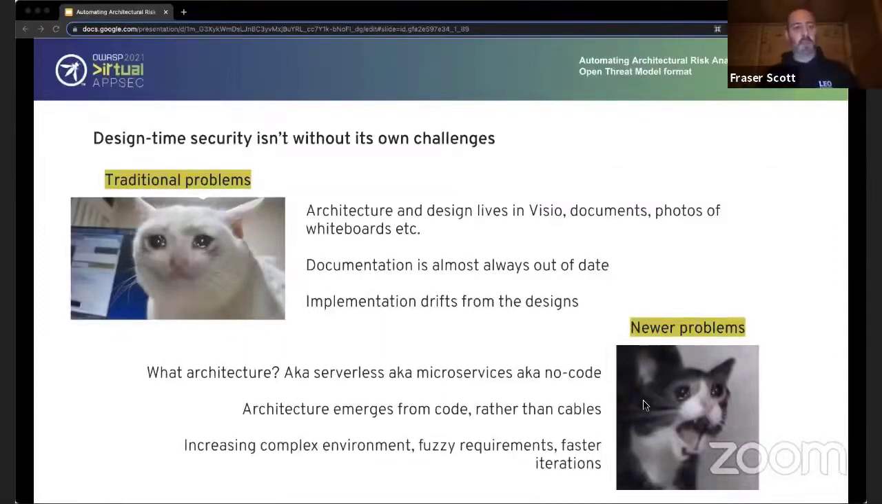And we have increasingly complex environments, fuzzy requirements, faster iteration, increasingly demanding customers, et cetera, and that drives agile practices and DevOps and all that jazz that's making this whole thing a lot faster. So the traditional approach of architecting something and then it being developed for 2 years is long gone, as we all know.